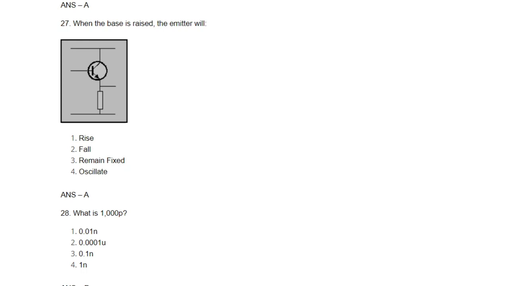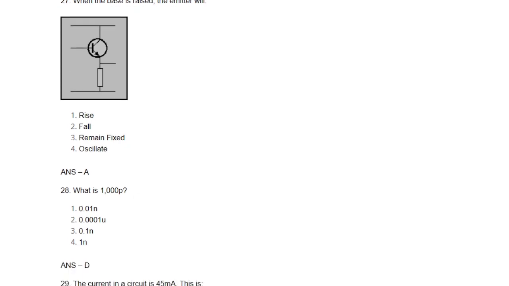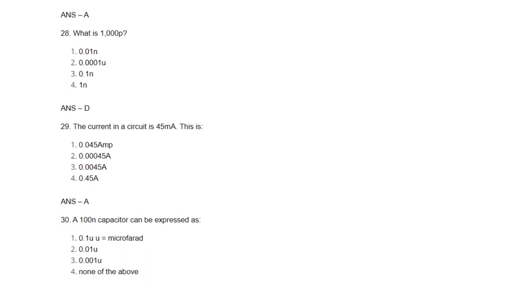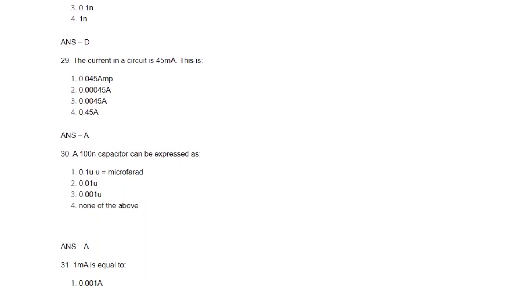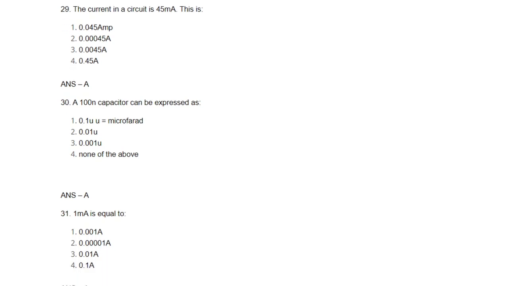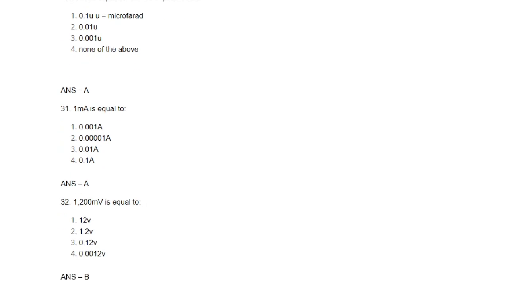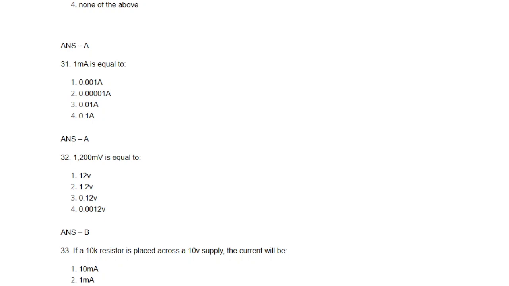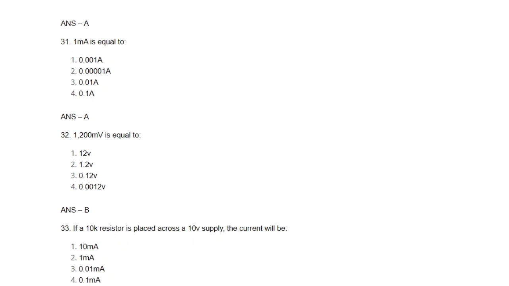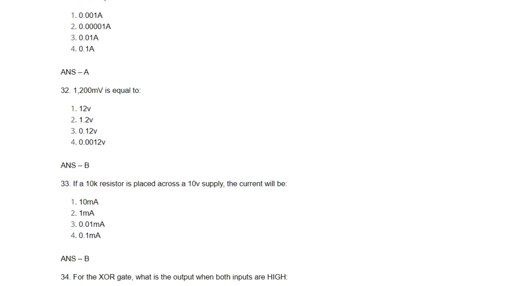When the base is raised, the emitter will rise. Then question number 28: what is 100p? It is 1N. The current in a circuit is 45 mA. This is 0.045 amp. A 100N capacitor can be expressed as 0.1 microfarad. 1 mA is equal to what? It is 0.001 A. Then question number 32: 1200 mV is equal to 1.2 V.